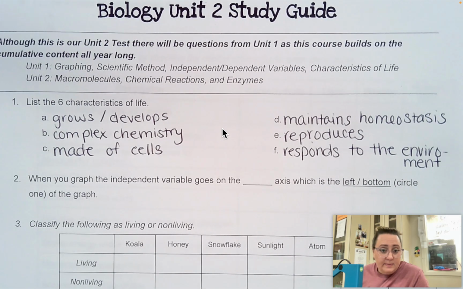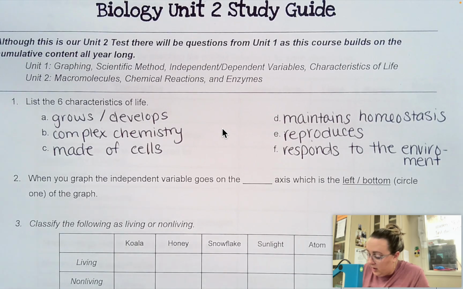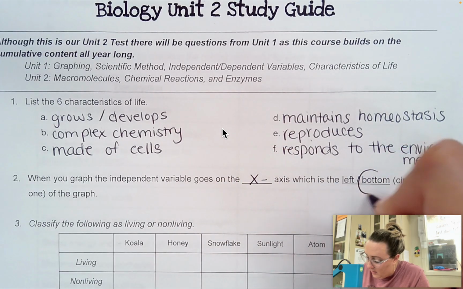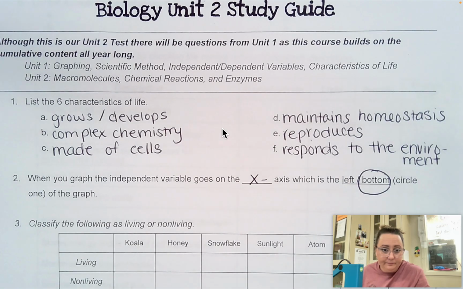When you graph the independent variable, it goes on the x-axis, which is at the bottom of the graph.